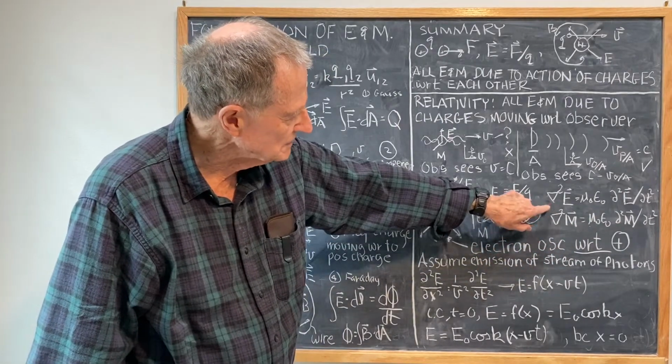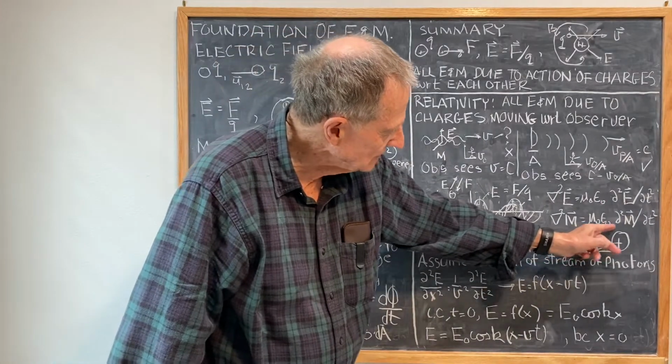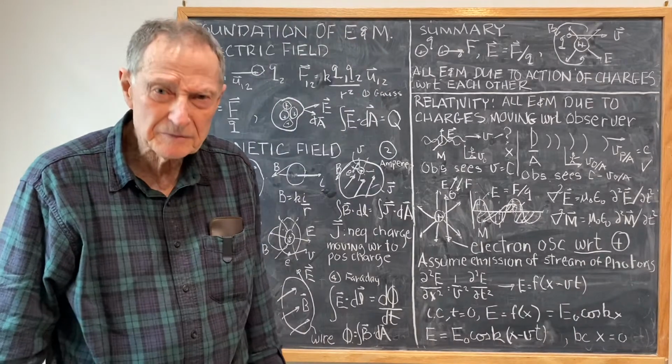This is the general del squared E equals partial squared E partial t squared, del squared M equals mu 0 epsilon 0 partial squared M partial t squared. Permittivity and permeability.